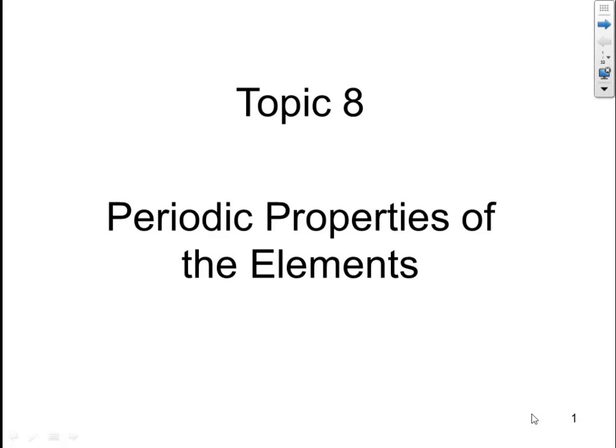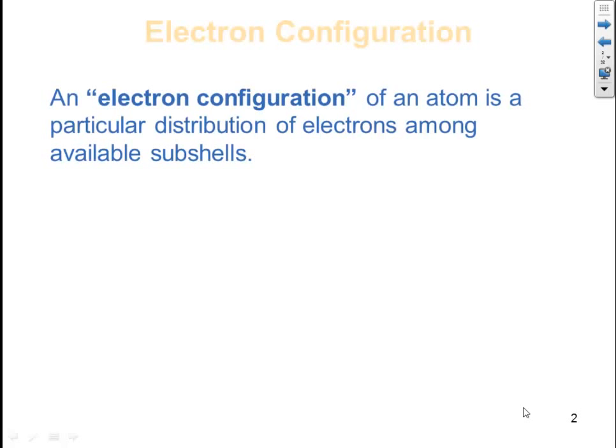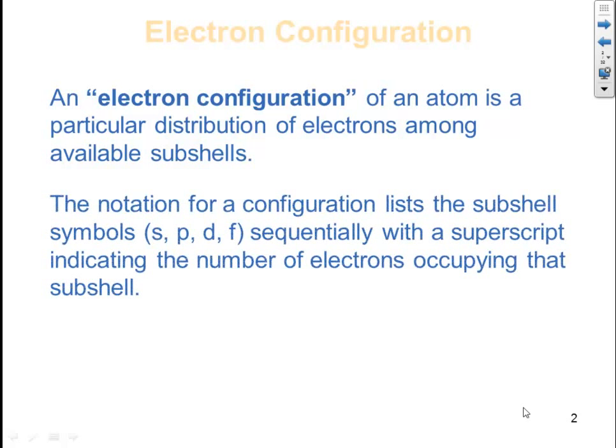Let's talk about periodic properties of the elements. First I'm going to cover is electron configuration. Electron configuration of an atom is a particular distribution of electrons among available subshells. The notation for configuration lists the subshell symbols s, p, d, and f sequentially, with the superscript indicating the number of electrons occupying that subshell.